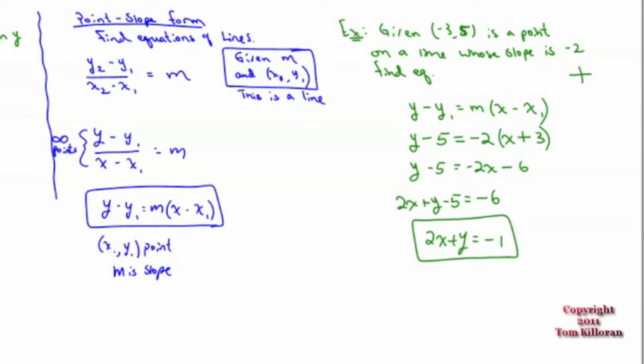This is the standard form equation of this line. Personally, I prefer slope-intercept form, but the book is going to ask you for standard form, so you might as well get used to it. That's not that hard, right? Kind of easy.